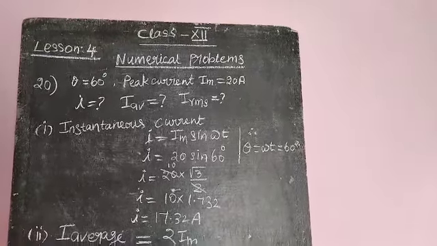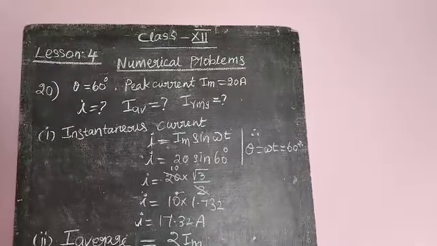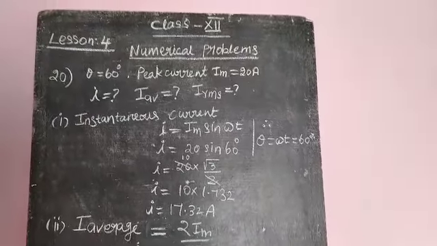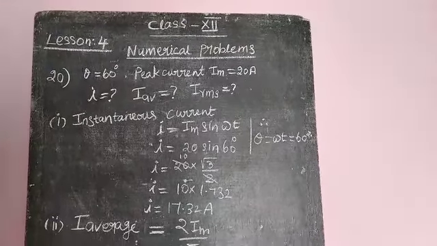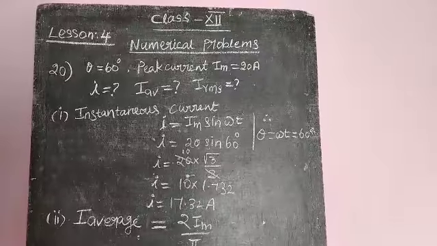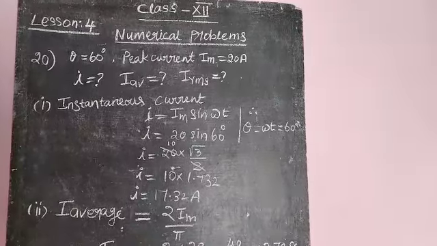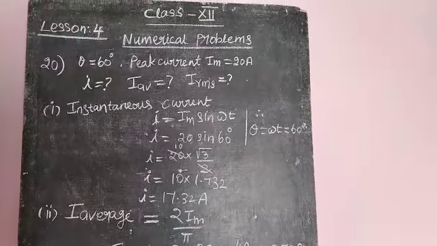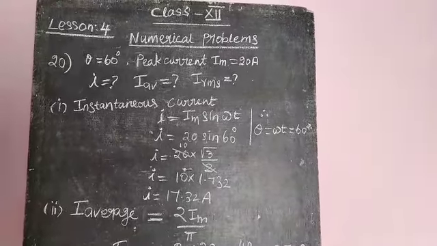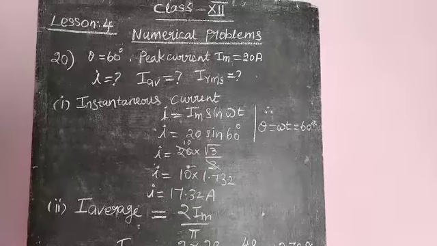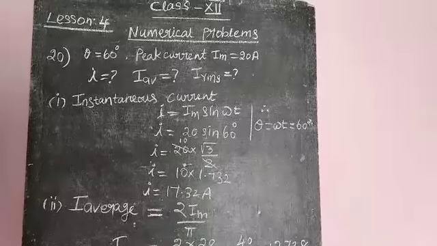Now I am going to teach 12th standard physics lesson number 4 numerical problems. Problem number 20: Calculate the instantaneous value at 60 degree, average value and RMS value of an alternating current whose peak value is 20 ampere. Here given theta equal to 60 degree, peak current or maximum current Im equal to 20 ampere. So calculate the instantaneous value of current I, average value of current I, RMS value of current I.